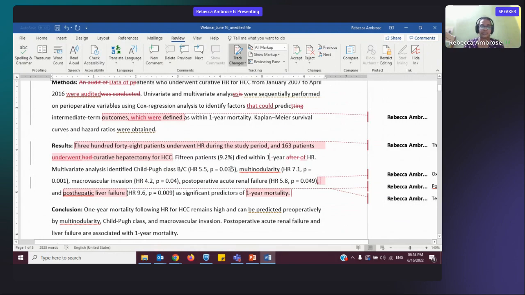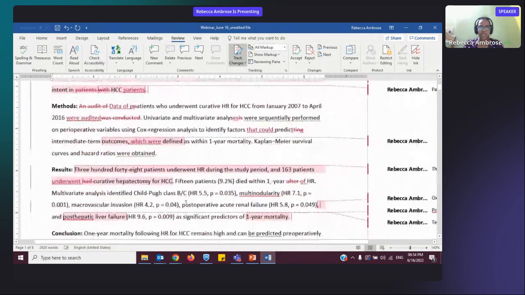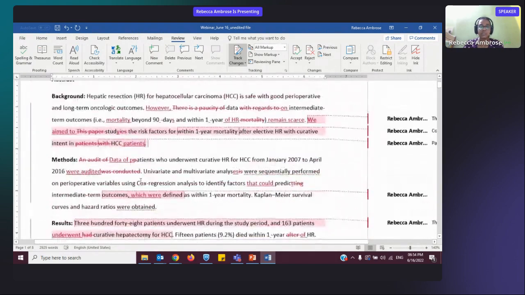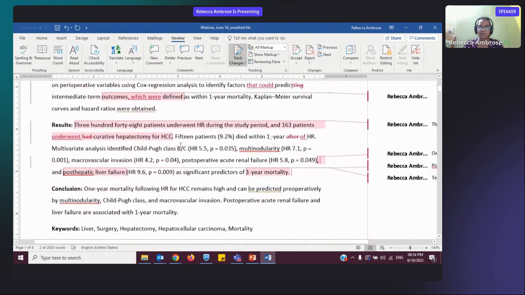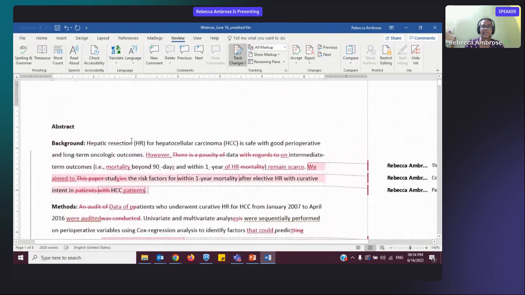And another thing that you should note is that HR, which is used over here, is actually hepatic resection, but that's clearly not what the authors are referring to here. They're probably referring to the hazard ratios over here. So we would have to add this here. We'll have to define abbreviations at the first instance of use in the abstract and the main text. So I've done that here, but the problem with doing that here is that we already have another abbreviation that is exactly the same.